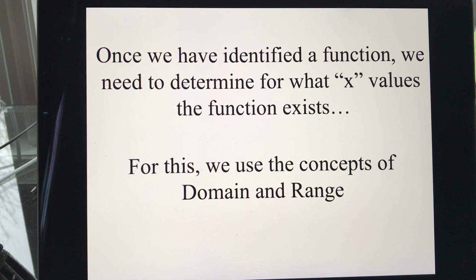Once we've identified a function, we need to determine for what x values the function exists. And to do this, we're going to talk a little bit more about the domain and range. This is important. If you think of your job, say you're working at a company, and you have your pay and you have your hours. What can the hours be? If you have a part-time job, how many hours could you work? Maybe 1 hour a week? Sure. Or 2 hours a week, or 3? Yeah, probably. Maybe 10 hours a week? Probably. This is what we mean by the domain.